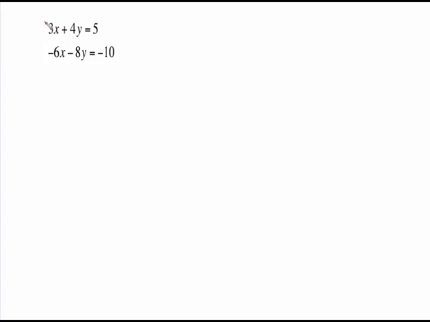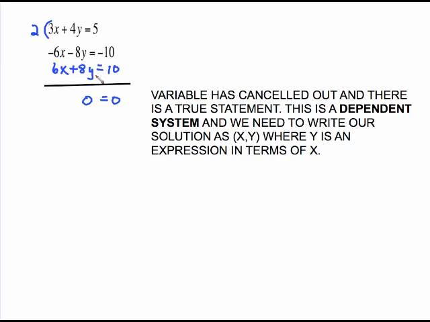If I look here, thinking about multiplying this by 2 would make this become a +6, would cancel out with this -6. And when I do that, I get this equation, and when I try to add these up, not only do the x's cancel, the y's cancel, the 10's cancel, I am left with this statement, 0 equals 0. This is the case where the variable has canceled out and I'm left with a true statement.